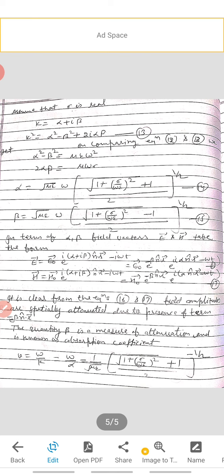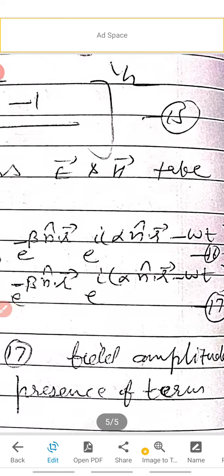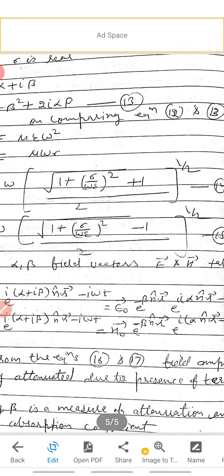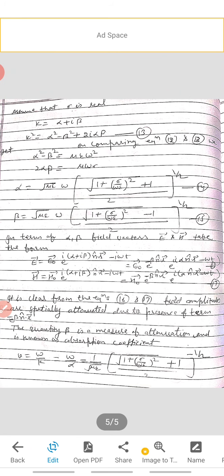It is clear from equations 16 and 17 that field amplitudes are spatially attenuated due to the presence of the term e power minus beta n cap dot r, and the quantity beta is a measure of attenuation and is known as the absorption coefficient.